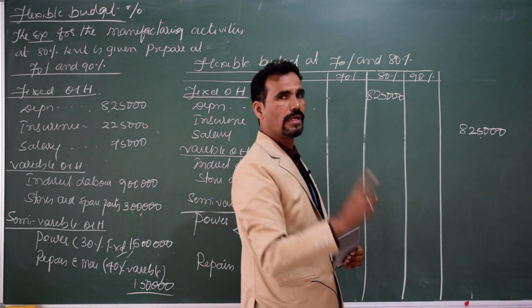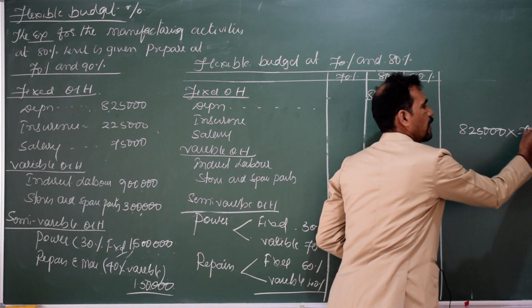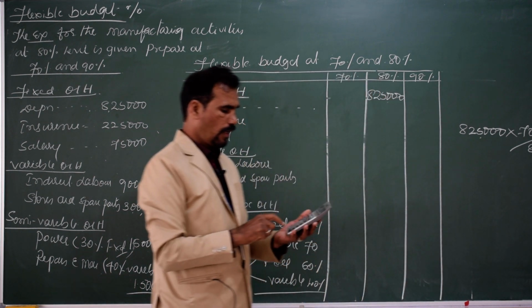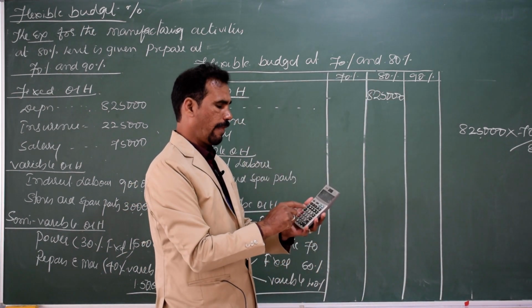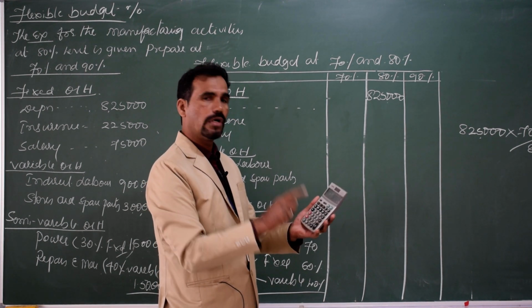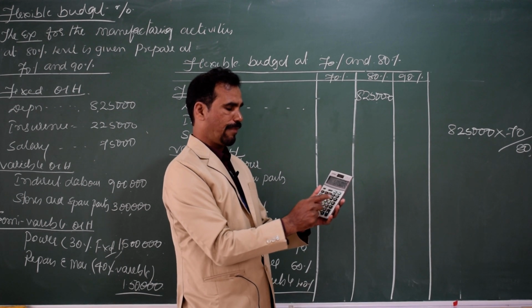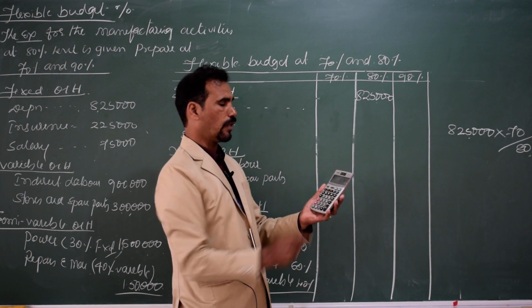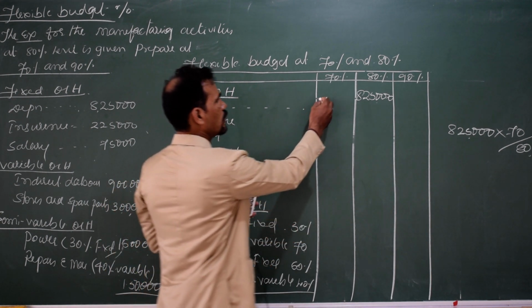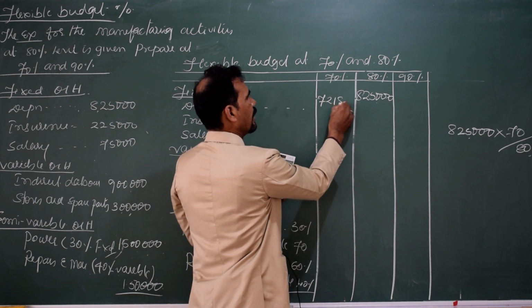The 8,25,000 is the base level, but what is the next level we want? 70% out of 80%. So 8,25,000 into the next level, we want 70% only, 70 divided by 80, equals 7,21,875. See the answer: 7,21,875.